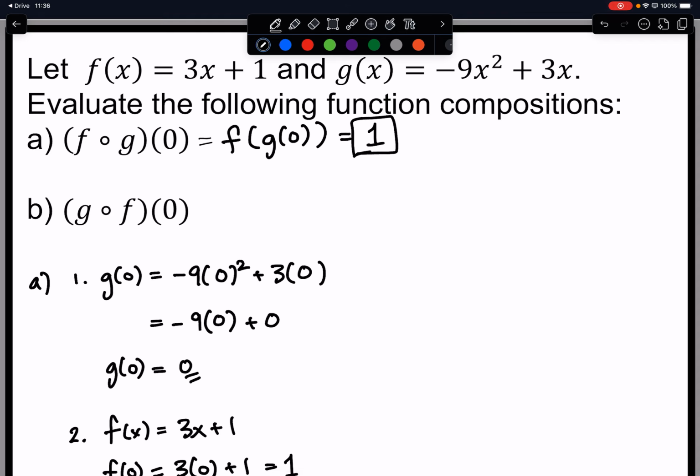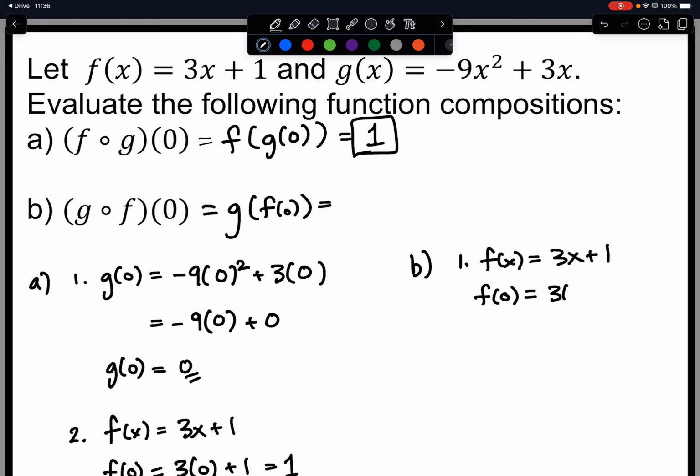Now for the second part, for part B, we're going to evaluate in the following order. We're going to now get g of f of 0. So using the same number, we're now going to plug in 0 into the first function f, and then use that output value as the input value for g. So first step is to get f of x, which is 3x plus 1, and evaluate that at 0.